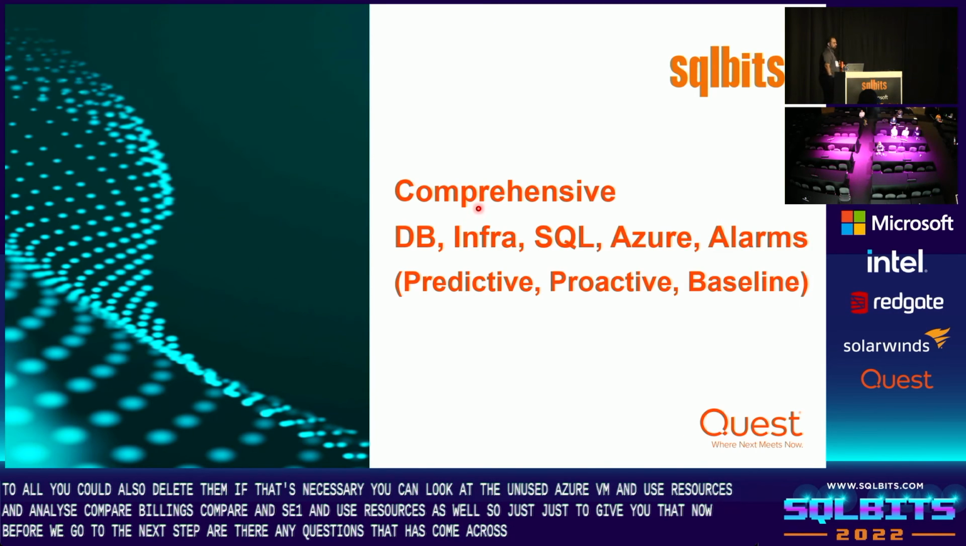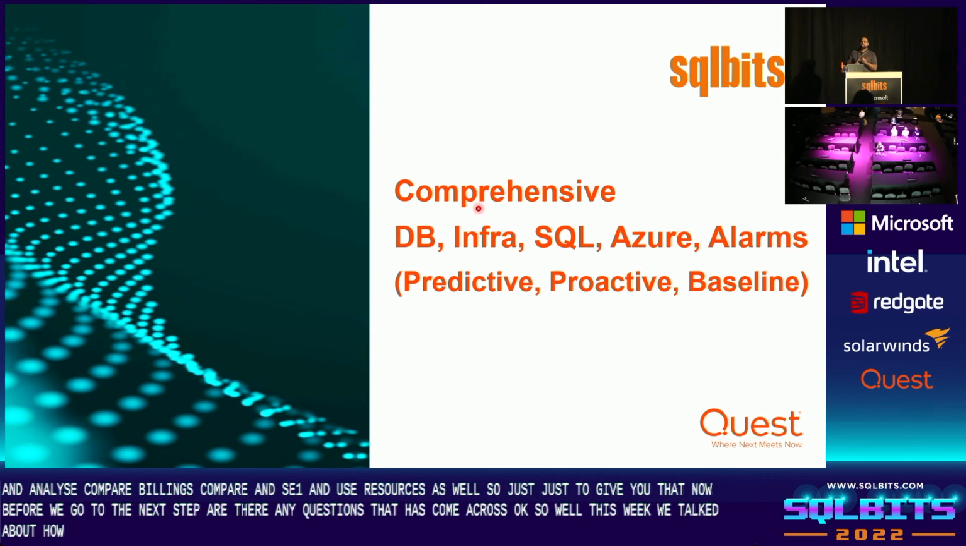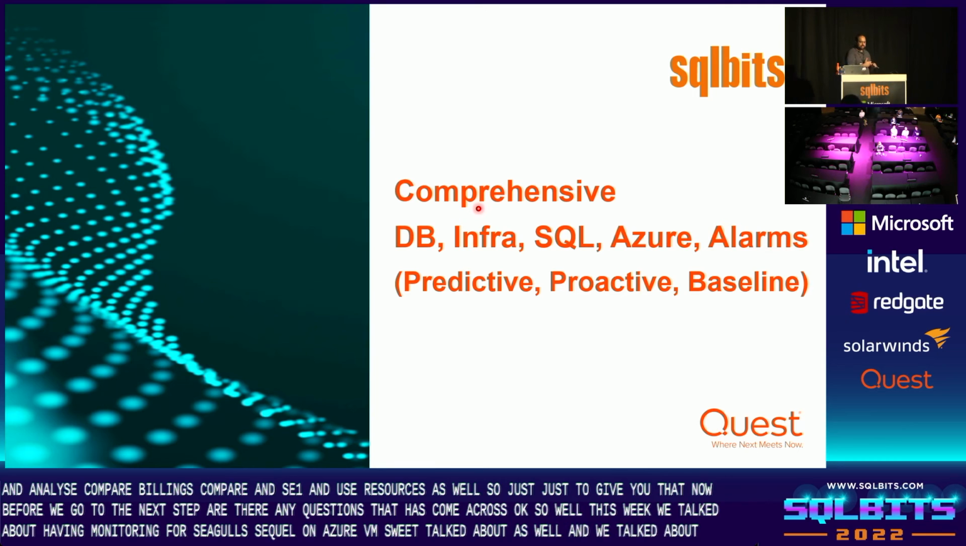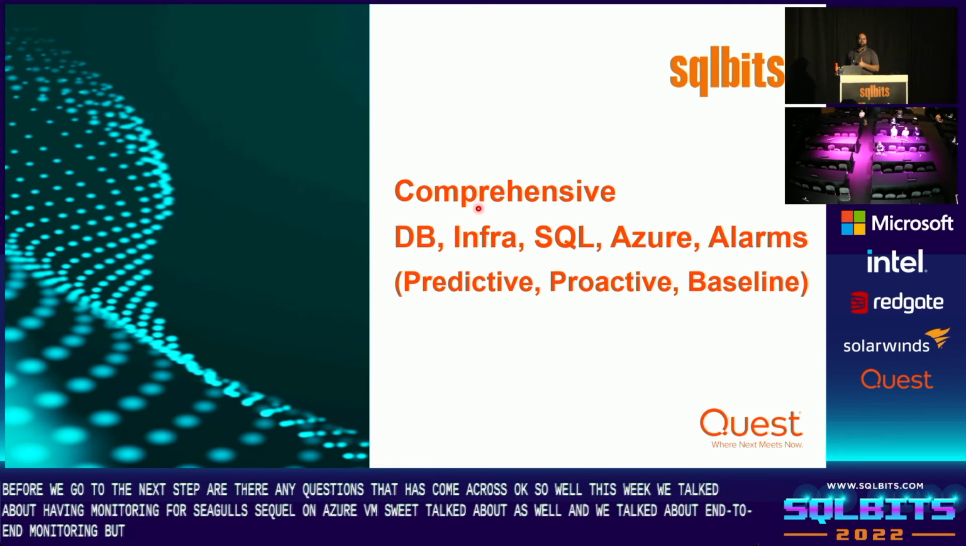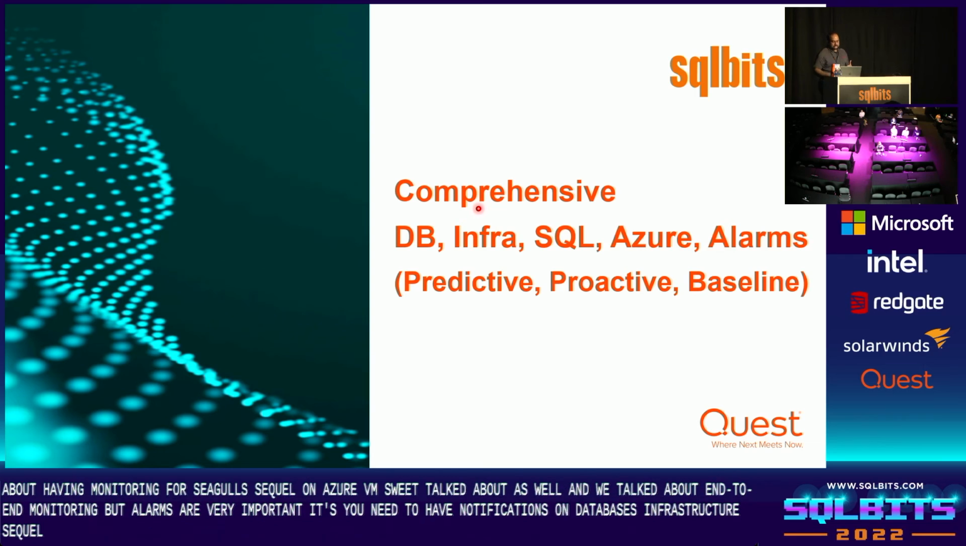Okay. So, we talked about having monitoring for SQL Server, SQL on Azure VMs. We talked about Azure SQL DBs. We talked about end-to-end monitoring. But alarms are very important. You need to have notifications on databases, infrastructure, SQL, Azure. So there is a comprehensive list of predictive, proactive, and baseline alarms within Foglight.